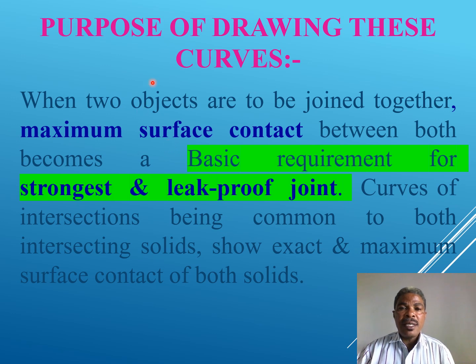So why do these curves become important? When two objects are to be joined together, the maximum surface of contact between both becomes a basic requirement for the strongest and leak-proof joint. So the curve of intersection, being common to both intersecting solids, indicates the exact and maximum surface contact of both solids.